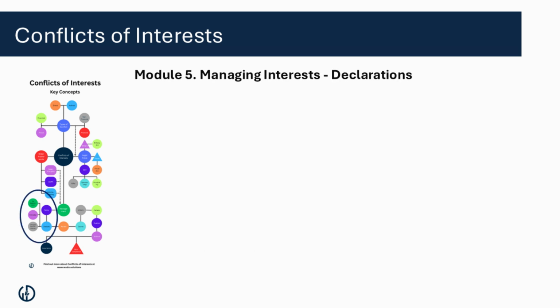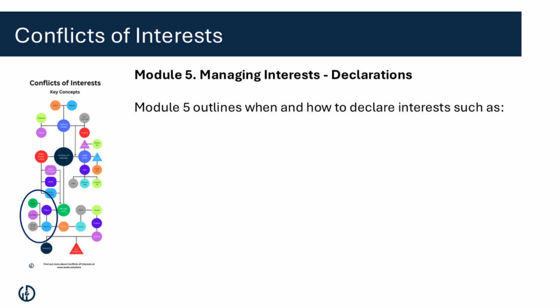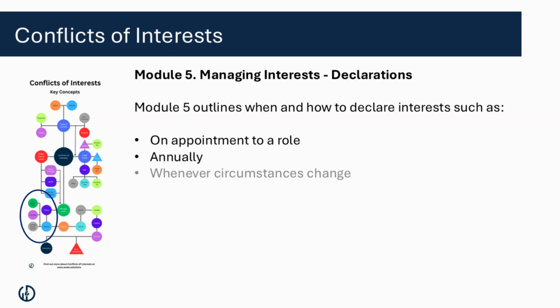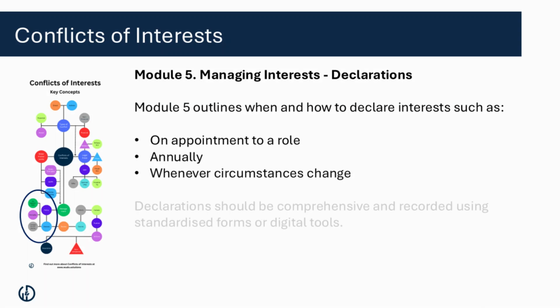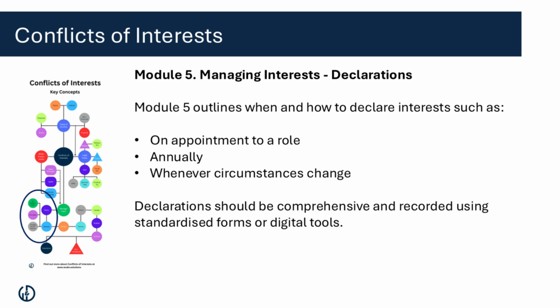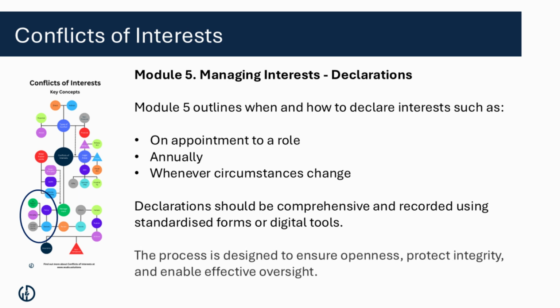Module 5. Managing conflicts of interest, declaring interests. Effective management involves identification, declaration, and appropriate action. Module 5 outlines when and how to declare interests: on appointment to a role, annually, whenever circumstances change. Declarations should be comprehensive, covering both financial and non-financial interests, and recorded using standardised forms or digital tools. The process is designed to ensure openness, protect integrity, and enable effective oversight.